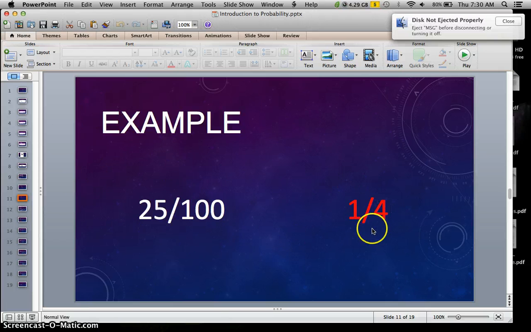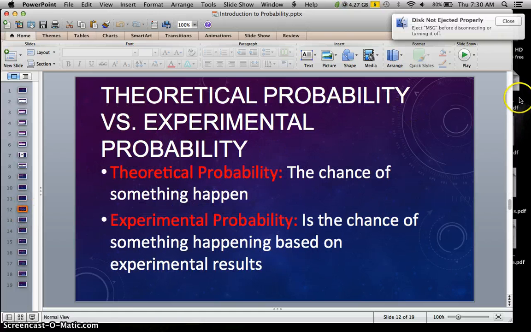So it's very important on a test and on assignments that we're reducing our fractions to the lowest possible terms. I'll be looking for that. Okay, when we're talking about probability, we're going to be taking a look at 2 different kinds. So we have theoretical probability and we have experimental probability.